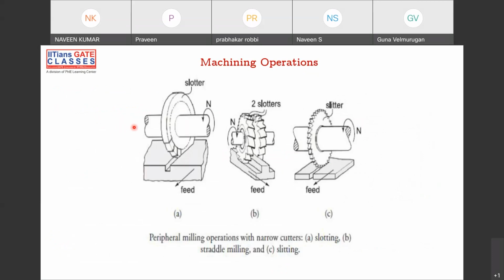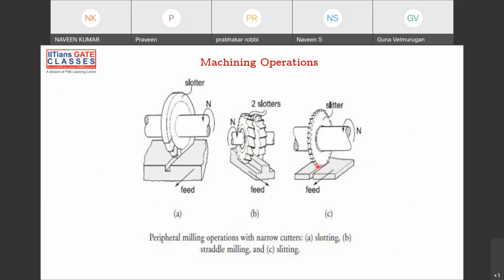Next, these are different types of slab milling. The axis and the surface generated are parallel. If the axis and the surface generated are parallel, then all of these are called peripheral milling, but different operations are being done. Here you are making a slot. Here you are making a T shape, which is called straddle milling. And here you are slitting a part into two. So all of these are called peripheral milling or slab milling.